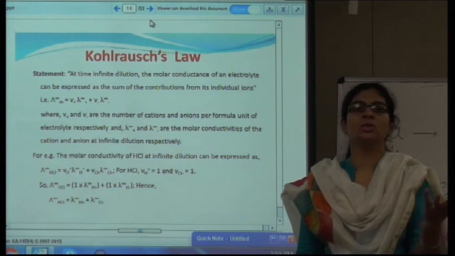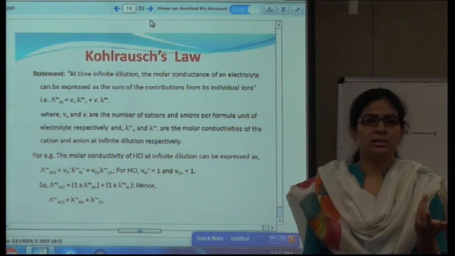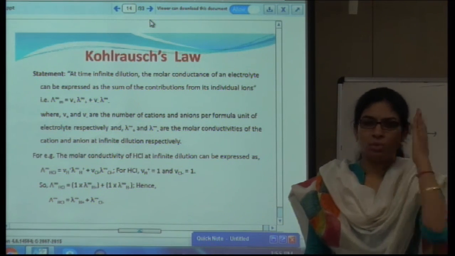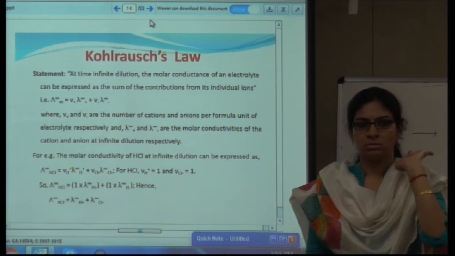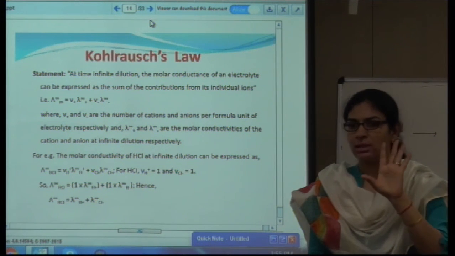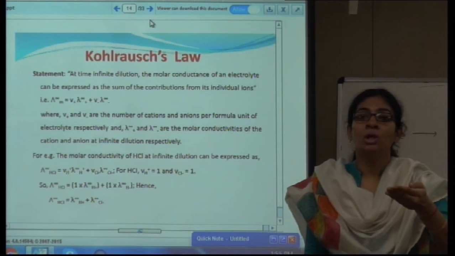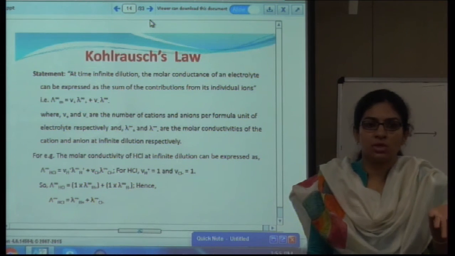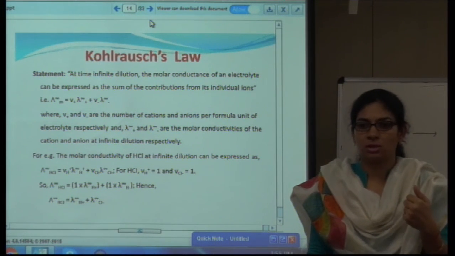Somebody can ask you, what do you understand by infinite dilution? You can't see the infinity point. Can you see the infinity? You can't. Then how will you be sure that infinity has been reached, that lambda m infinity has been reached? What do you mean by infinite dilution?